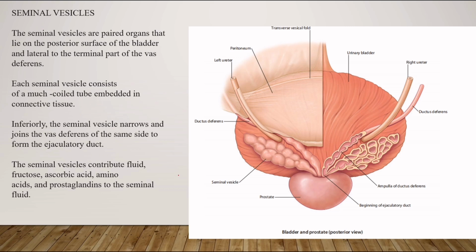So the contents of the seminal fluid will try to be protective, to protect the sperm against the acidic environment of the what? Of the vagina. Okay.